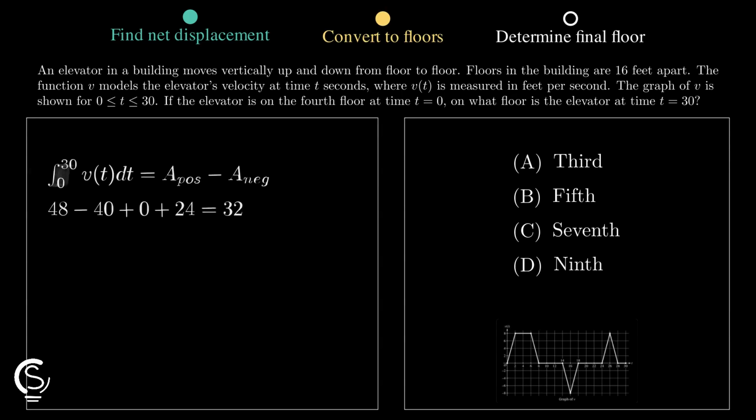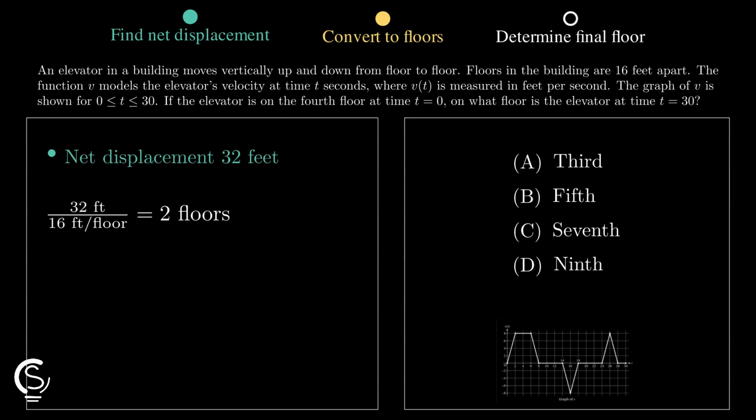Since each floor is 16 feet apart, divide the total displacement of 32 feet by 16. This tells us the elevator moved exactly 2 floors up from its starting position.